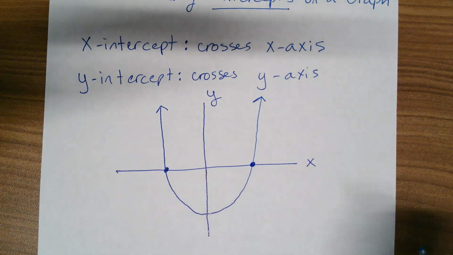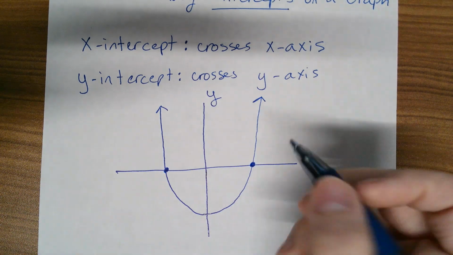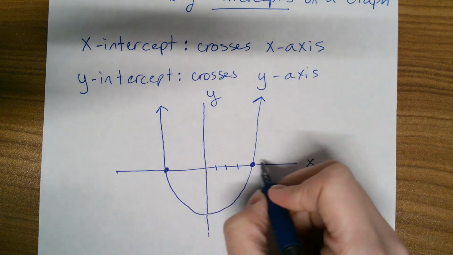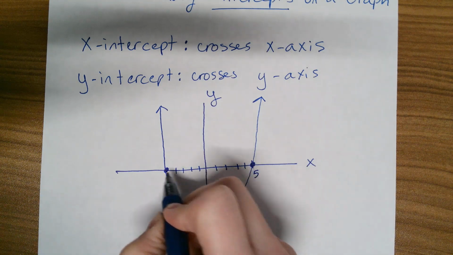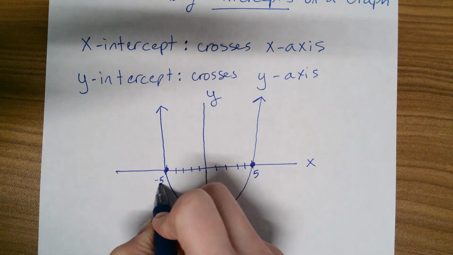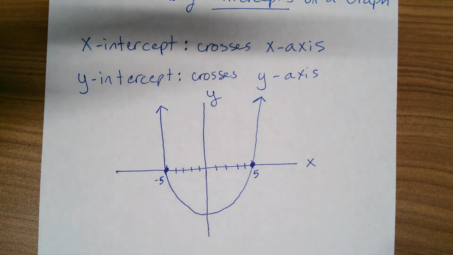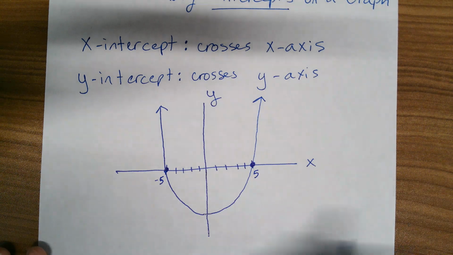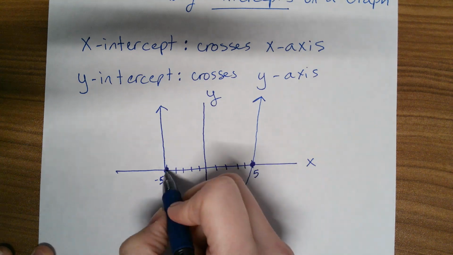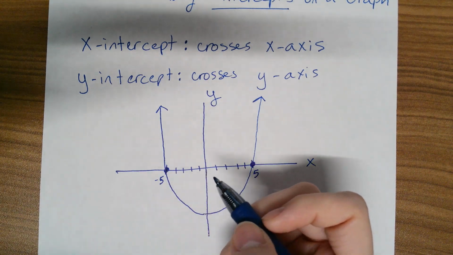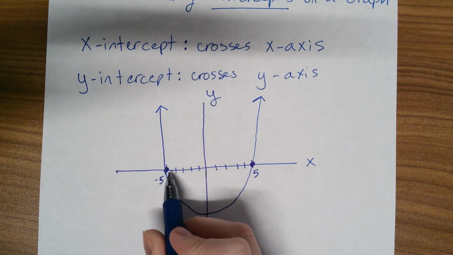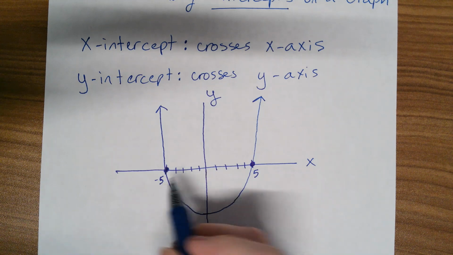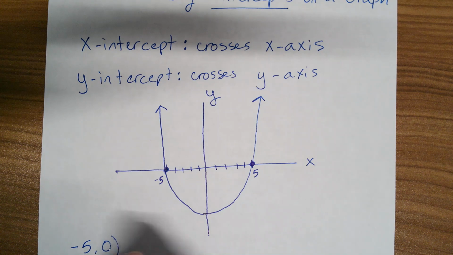I didn't have any labels or values on my axes, but let's say 1, 2, 3, 4. Let's say that's at 5, and this is 1, 2, 3, 4, -5. Then my x-intercepts, in this case I have 2. I could have none, 1, 2, 3, 4, 5, and in this case I have 2. Our x-intercept is the coordinate at which this occurs. So the x value is -5, and the y value anytime we're on the x-axis is going to be 0. So this coordinate is -5, 0.